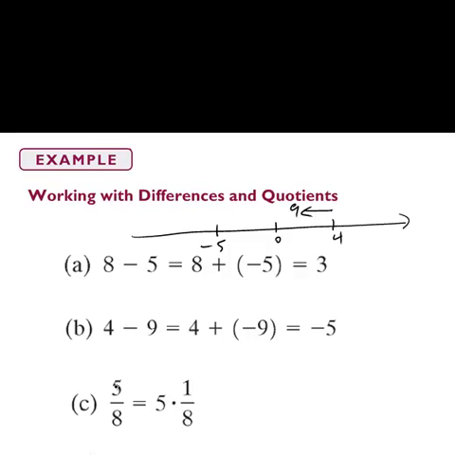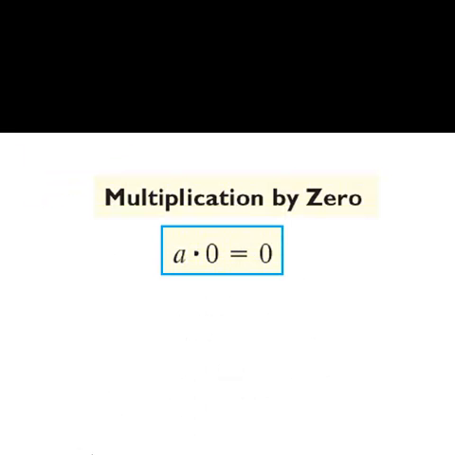Okay, 5 eighths, or 5 divided by 8, is the same thing as 5 times the reciprocal of 8. Or, in other words, 5 times the multiplicative inverse of 8, or the reciprocal. So, same thing. All right, moving along.